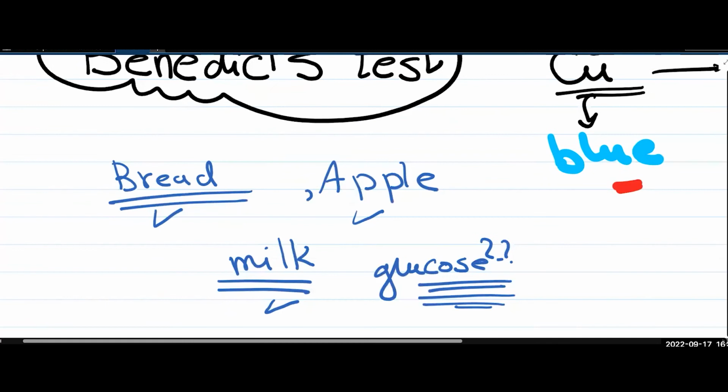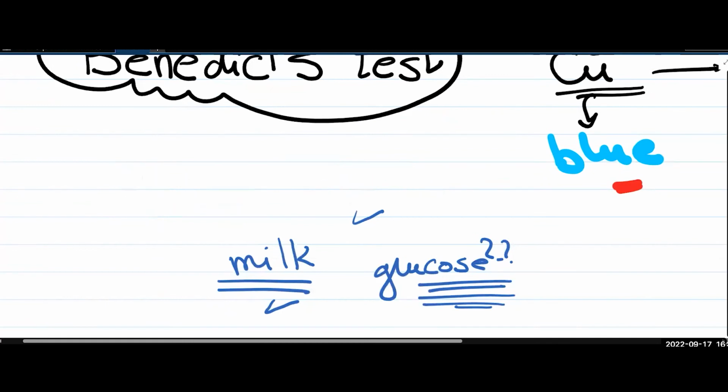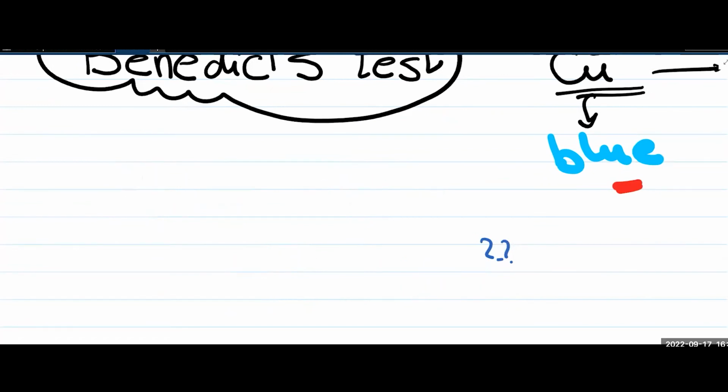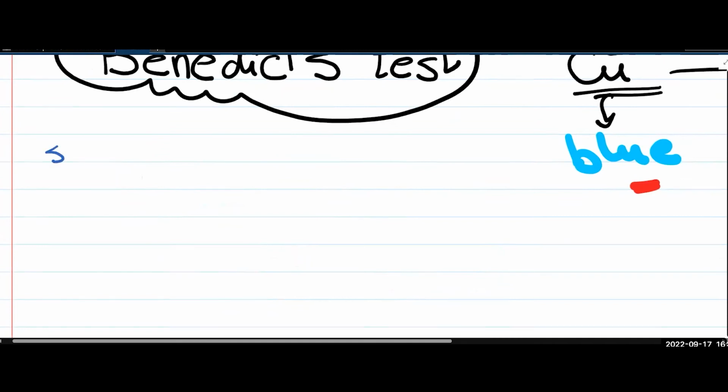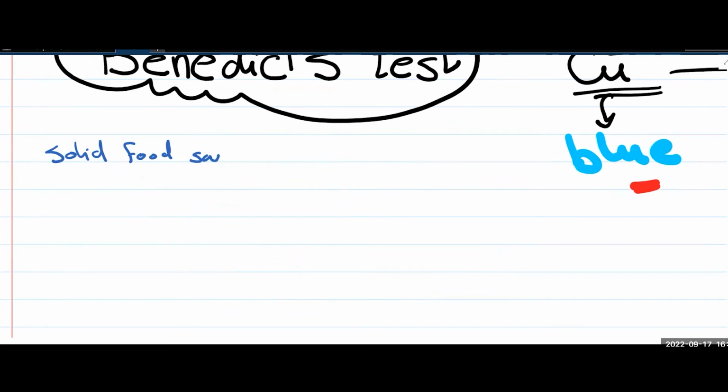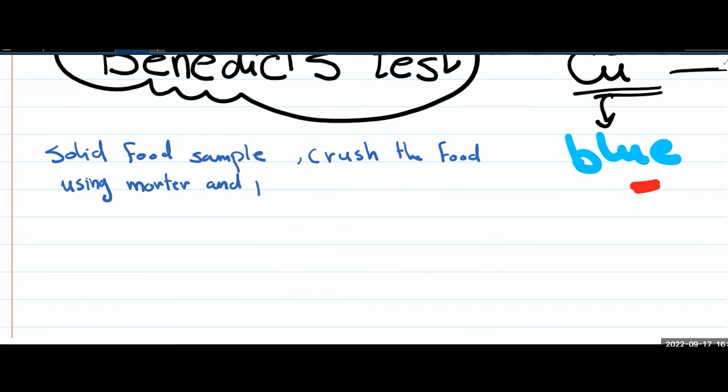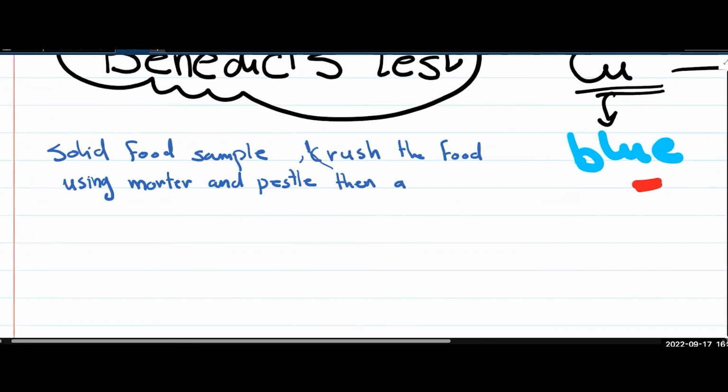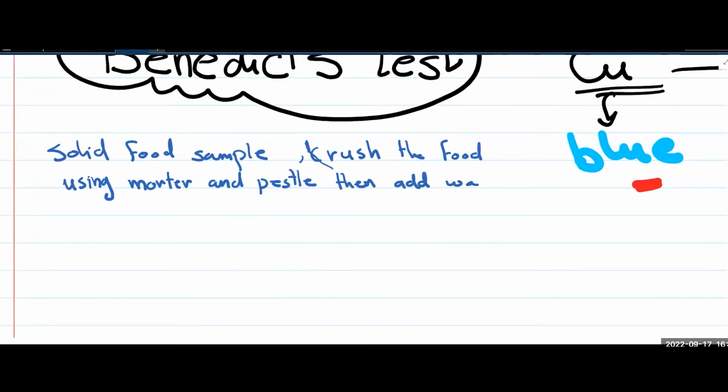Okay, let me show you the steps and how we should write the Benedict test if they ask how to test the presence of reducing sugar. If we have a solid food sample, okay, we have to crush it first, okay, using mortar and pestle. If it's solid, okay, then add water, okay, to the crushed food.